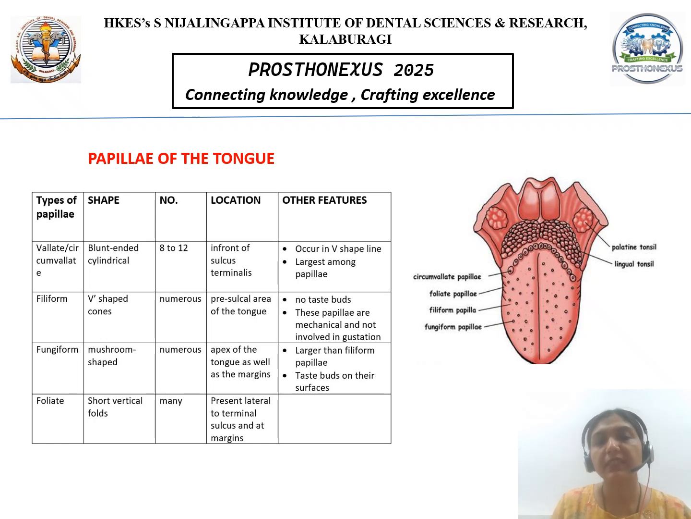They are present at the presulcular area, as you can see here, the filiform papillae. Fungiform papillae are also present at the lateral surface of the tongue, which are mushroom shaped, and they are numerous at the margins and the lateral surface of the tongue. Foliate papillae are again present at the lateral and dorsum surface of the tongue, and follicles are present and they are many in number. The rest of the three, other than the circumvallate papillae, are numerous in number.